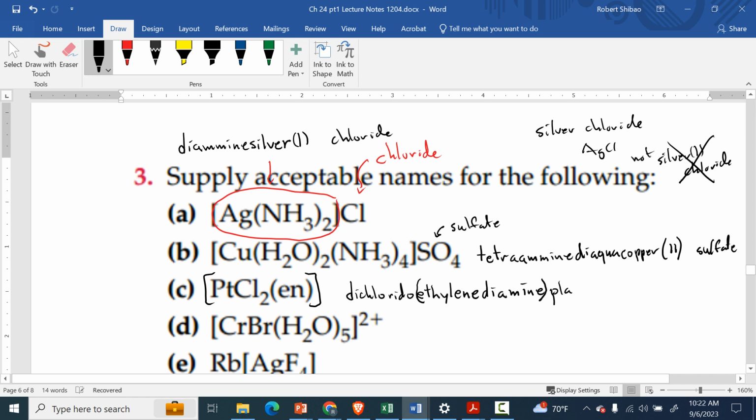Platinum. And what's the charge on platinum? Plus 2. So Roman numeral 2. And the whole complex is a 0 charge, neutral. In the name, you always put the ligands first. Does ethylene diamine have a charge? Ethylene diamine's neutral. It has no charge.